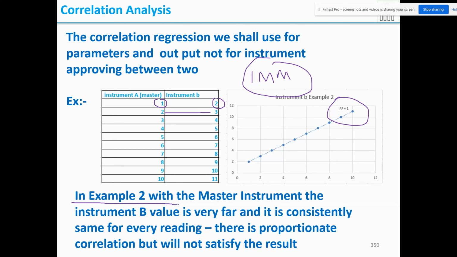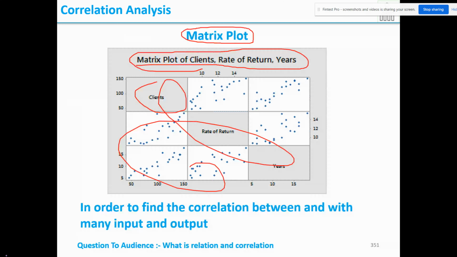So in example 2 with the master instrument, the instrument B value is very far and consistently the same for every reading. That difference is adding the same. There is proportionate correlation, but it will not satisfy the result. You cannot approve the instrument with this result. So this is a drawback of correlation. We can use it to correlate between input parameters and output, but we cannot use it for instrument correlation. So next we'll see the matrix plot.